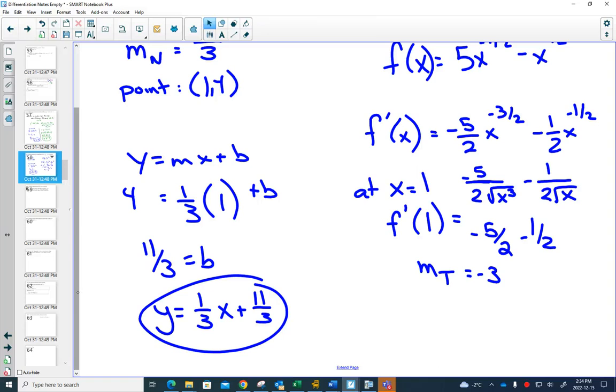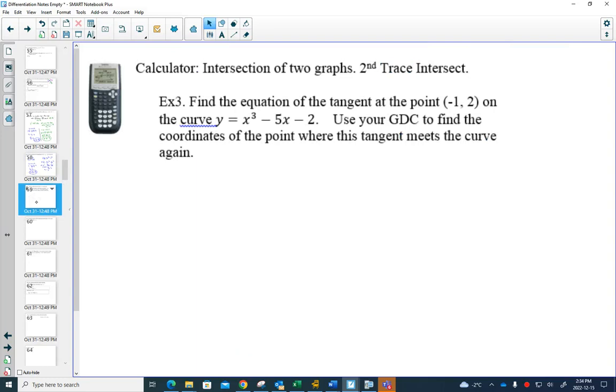The IB course likes to ask lots of graphing calculator questions. Here's an example. It says, find the equation of the tangent at the point -1, 2 on this curve. So again, you want to find the equation of the tangent. You're going to need the slope of the tangent, and you're going to need a point.